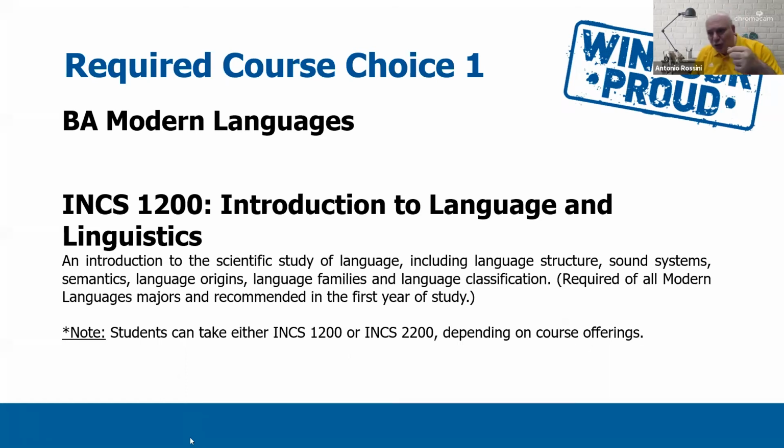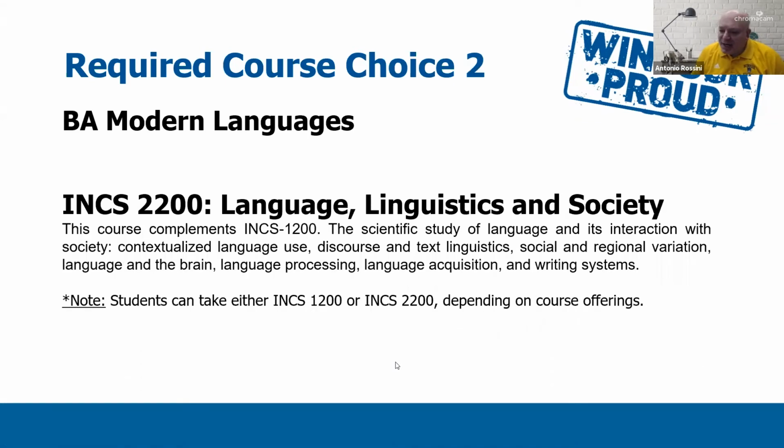It has nothing to do with learning a language, but it gives you the tools to understand how the language system works. And it doesn't matter. It can be Chinese, it can be Arabic, it can be a native language. So this encapsulates 1200 and 2200. I repeat, INCS 1200 and INCS 2200. One of these two courses will be available for you during the fall term of your first year, and you would have to choose that one.